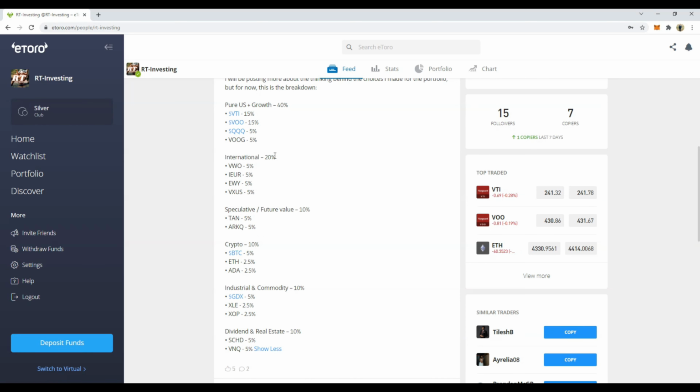Then we also have a 20% exposure into the international markets. Now you can see that this is intentionally excluding the USA. So you can see we have the FWO. Now this is companies like Brazil, China, South America, South Africa. These are all emerging market countries, or companies that are based in the emerging markets. So we've got a 5% exposure there.